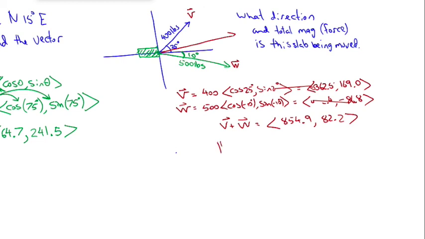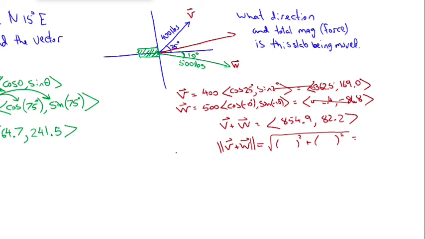Now the next part is, what's the magnitude? If I have to find the magnitude of V plus W, how do I find it? It's the square root of the first number squared plus the second number squared. So type it all in one fell swoop: square root, 854.9 all squared plus 82.2 all squared, hit enter. 858.8, and this would be pounds of force.